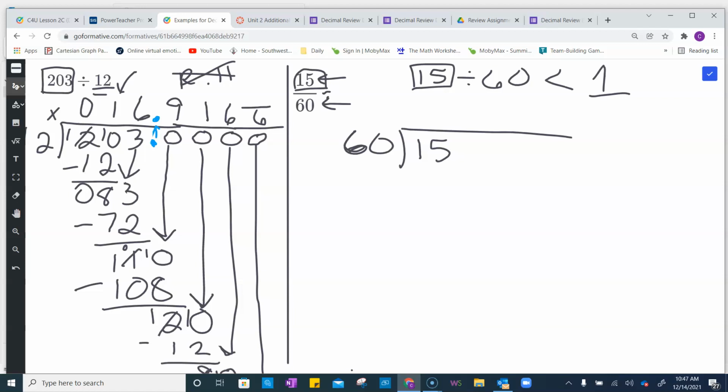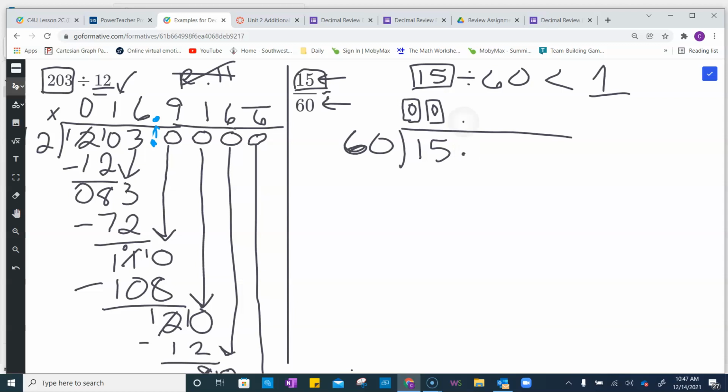How many times can I take 60? We're going to start with this digit. Every digit under the house gets a digit above it. So how many times does 60 go into 1? It doesn't. 1 is too small. You can't take 60 from 1. How about how many times can you take 60 from 15? You still can't. 15 is smaller than 60. All right, so now we're out of digits and I still have 15 here.